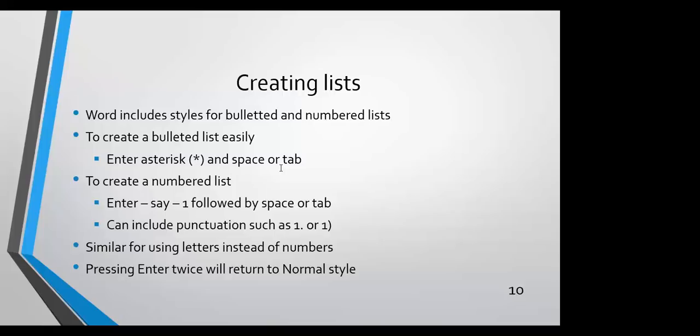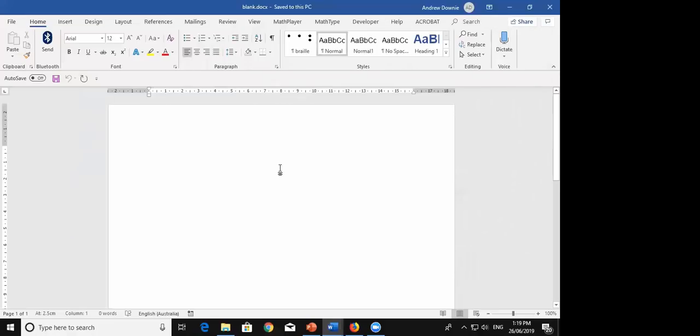And you can use letters if you want to do it that way as well. Let's have a look at a document very quickly. So this is going to be very exciting for you. I'll push the asterisk and a tab. First item. Now we have another bullet. Second item. Third item. Now if I press the enter key twice at this point, that drops it back to a normal style. It's just a convenient way of getting out of the list style.